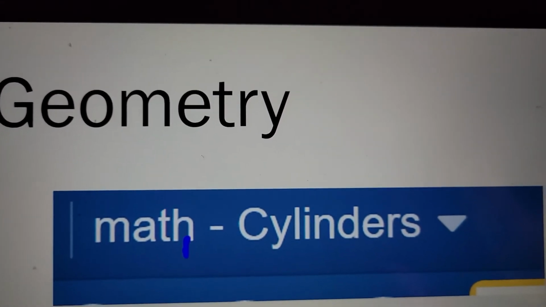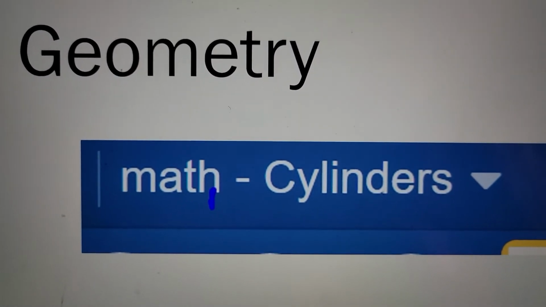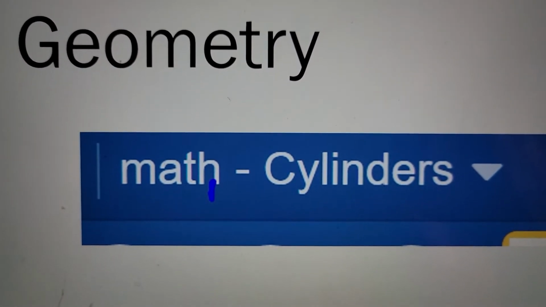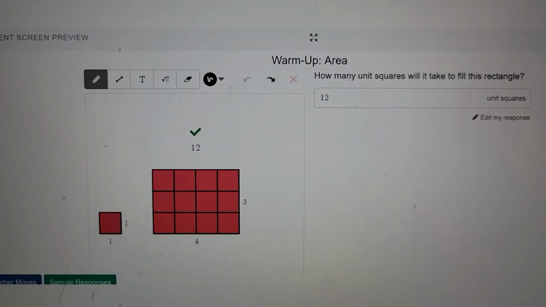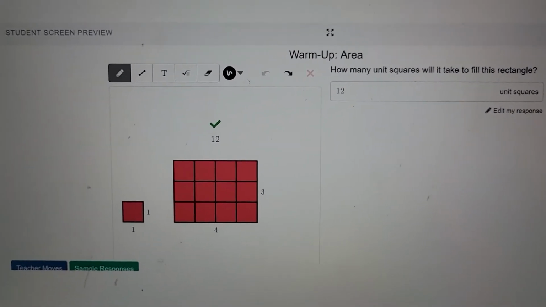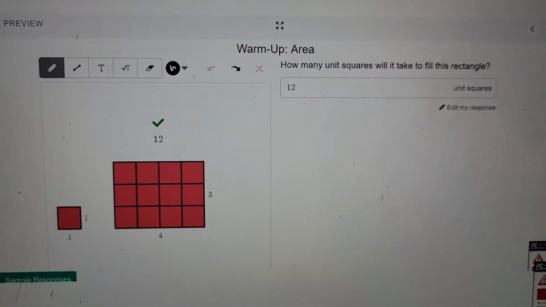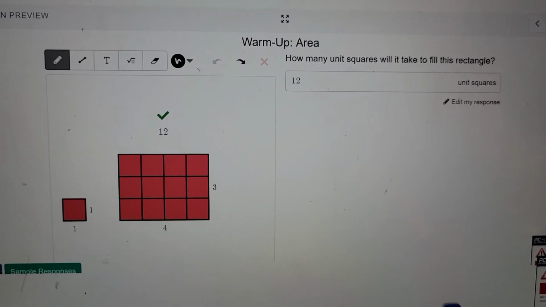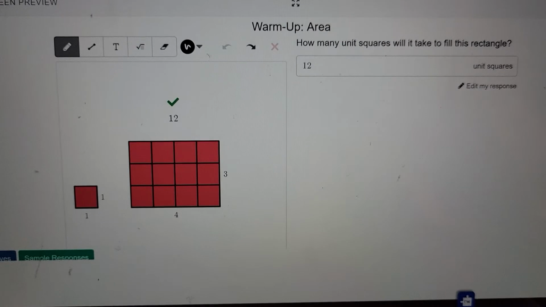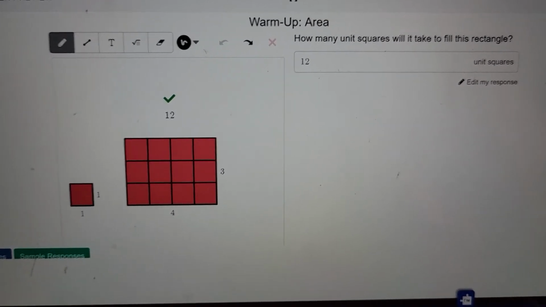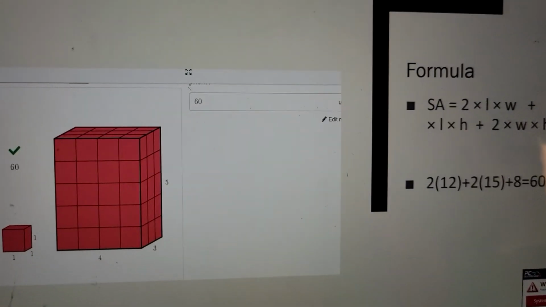Okay, so now I'm going to go into my math activity, in which I involved geometry. And this one I did cylinders. I chose cylinders because this activity wasn't really fun, but still it's an important concept that elementary students have to learn. So how many unit squares will it take to fill up the rectangle? So I did 3 times 4, which is 12, and that little square is 1 by 1, so it would take 12 units to fill up the rectangle.